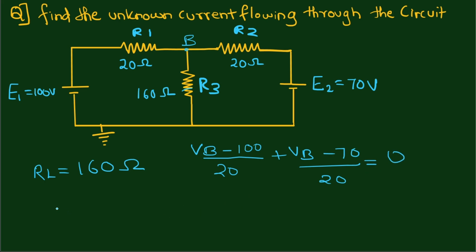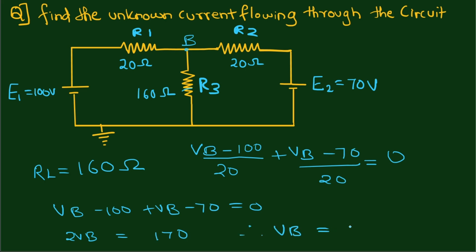So now VB minus 100 plus VB minus 70 is equal to 0. We take 20 as common and multiply it to 0, so it goes to 0. Now 2VB is equal to 170. Therefore we get VB is equal to 85 volts. And now this voltage will be our Thevenin's voltage, VTH.